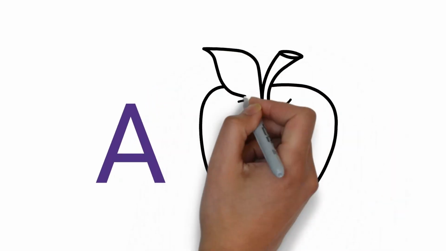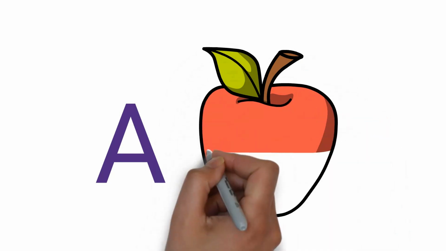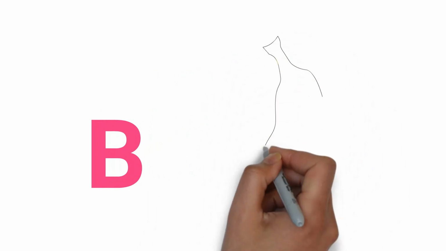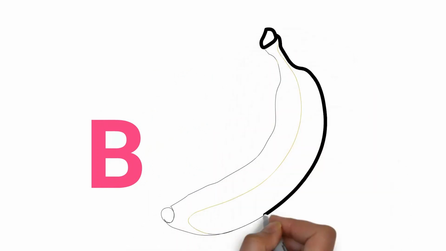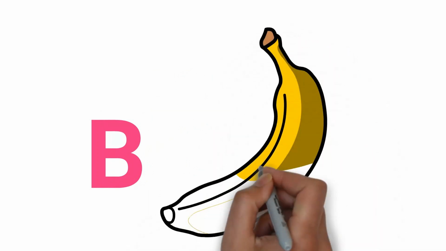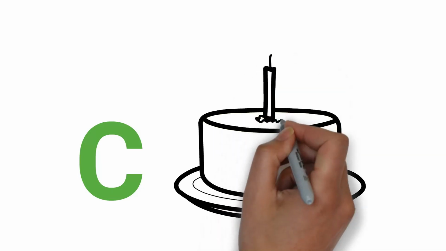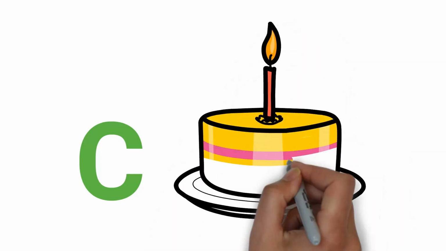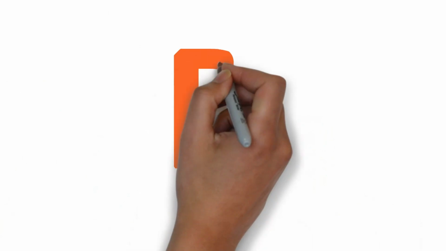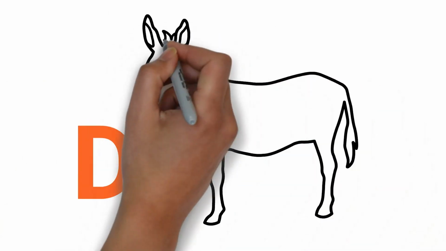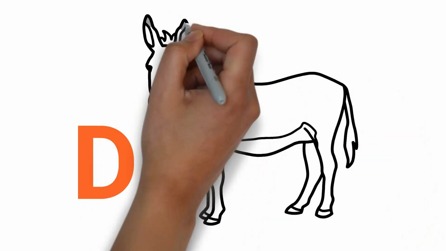A. A for apple. B. B for banana. C. C for cake. D. D for donkey.